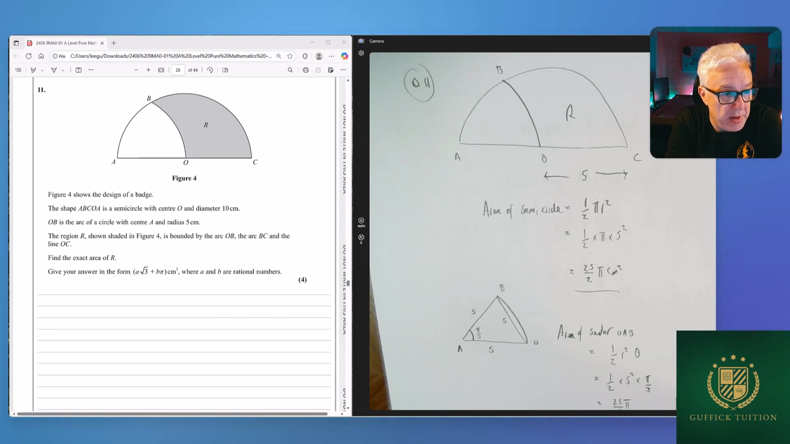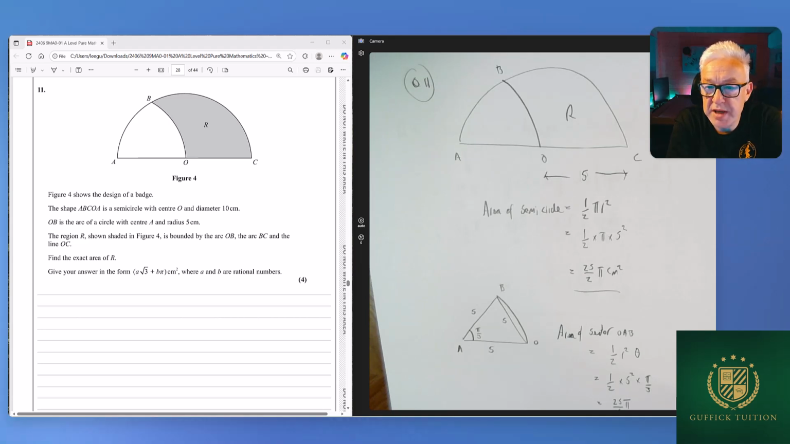The shape OAB is a semicircle with a center O and a diameter of 10 centimeters. OB is the arc of a circle with a center A and a radius of 5 centimeters. The region R shown, shaded in figure 4, is bound by the arc OB and the arc BC and the line OC. Find the exact area of R. Give your answer in the form A√3 plus B pi centimeter squared.